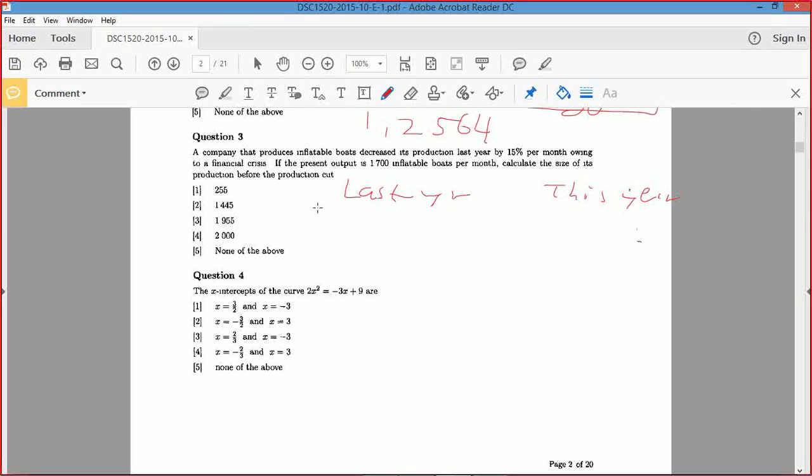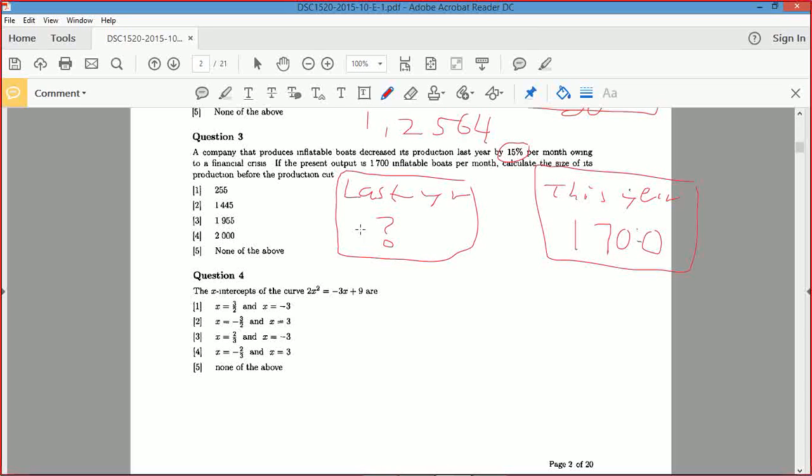Right, so last year, due to the crisis, if the present output is 1,700 boats per month. Calculate the size of production before the production. Okay, so that's what you're looking at. This year we're producing 1,700. They want you to work out how much we produced last year. How much did the production decrease by?